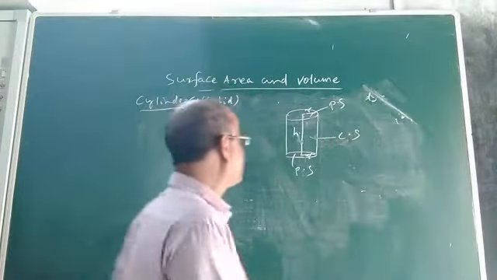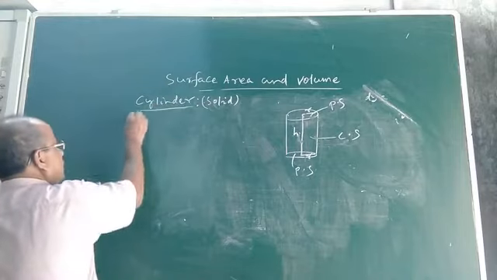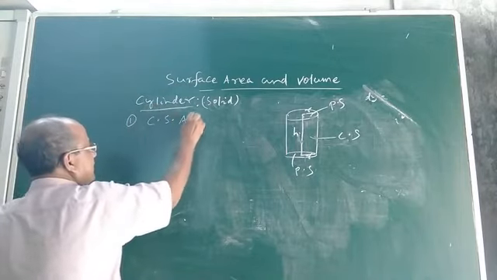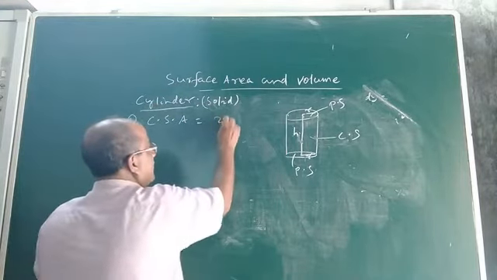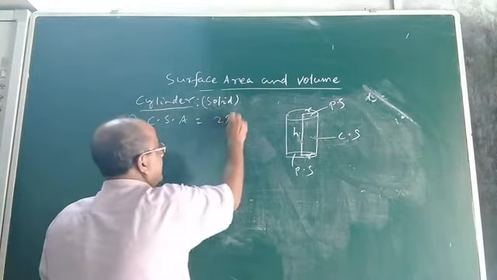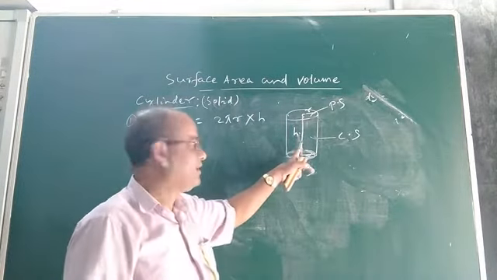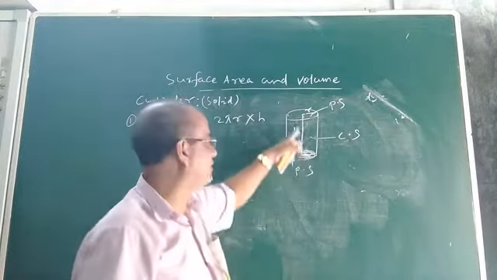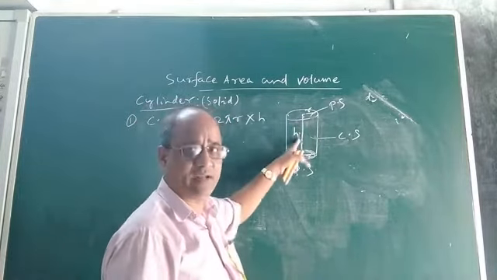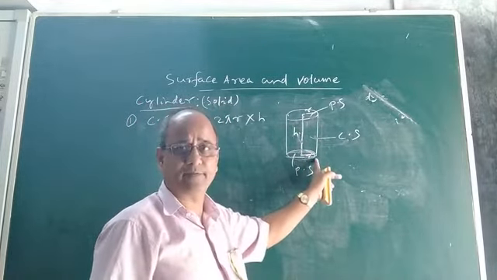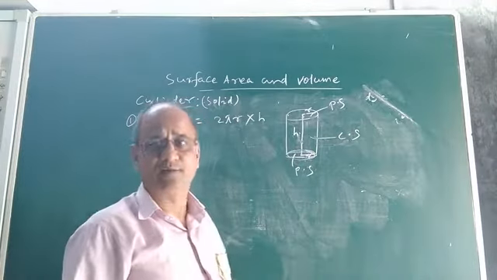Now how to get the curved surface area? You already know the curved surface area of a cylinder. It is the perimeter of the base, the circumference of the base into height, 2 pi rh. We have already read this in class 9, where r is the radius of the base and h is the height of the cylinder. Now this is called a right circular cylinder because this axis or the height is perpendicular to the base. So we call it a right circular cylinder.